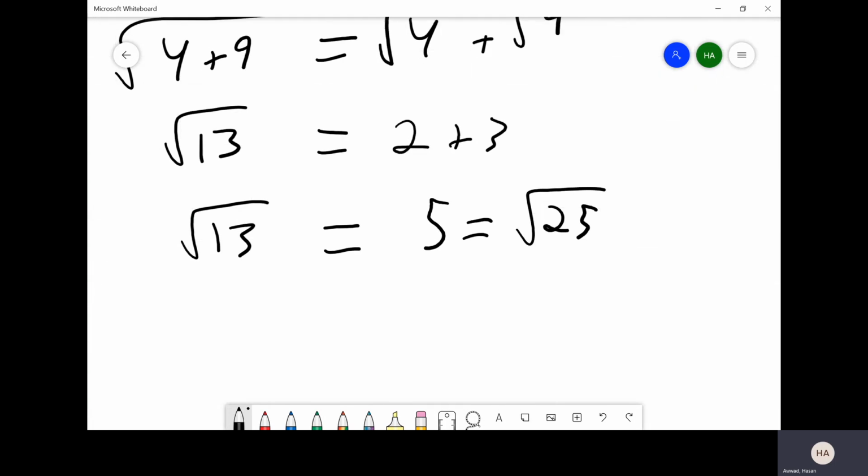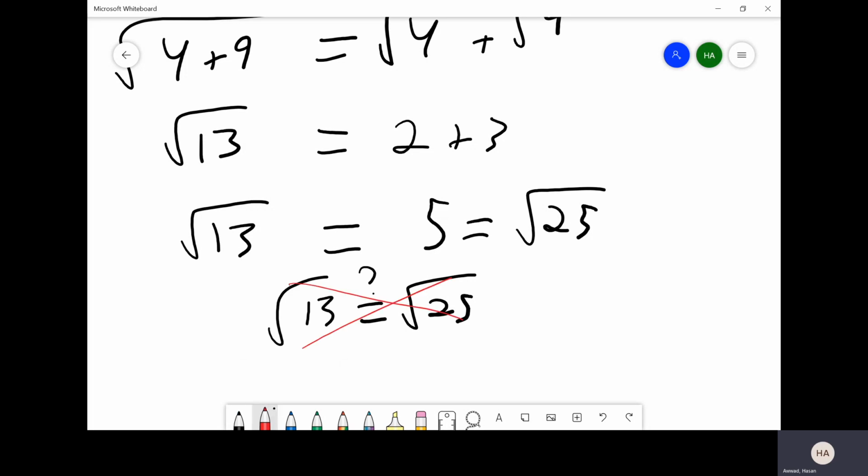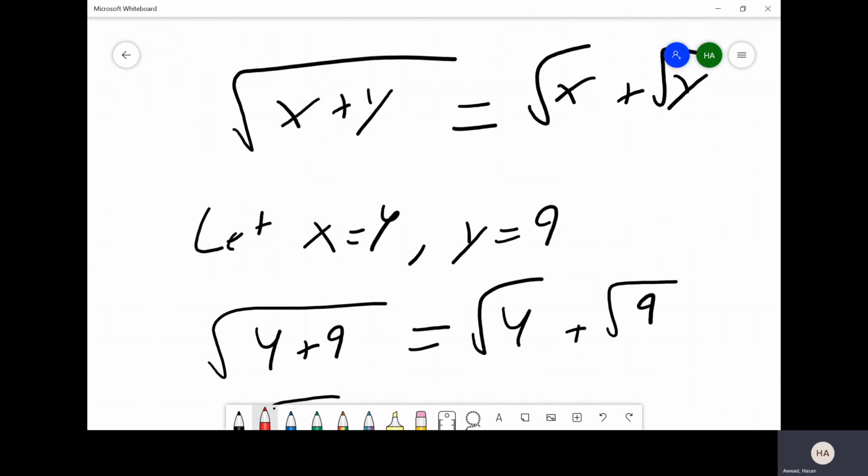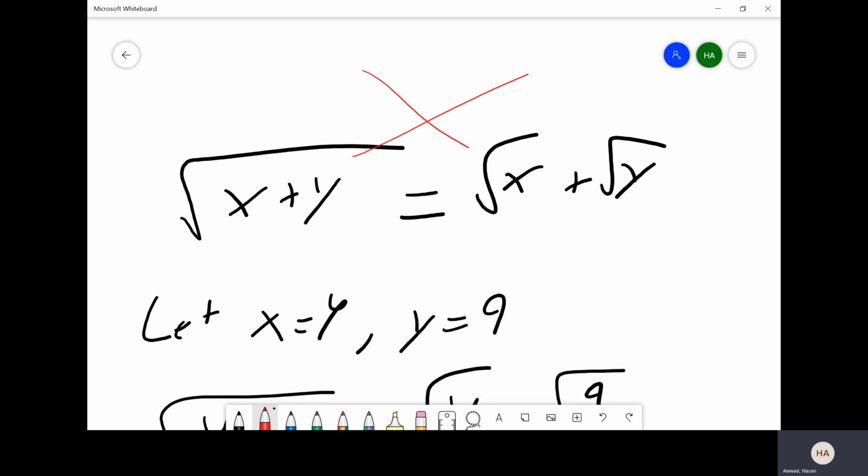So now we just have to ask ourselves, is square root of 13 the same thing as square root of 25? And the answer obviously is no, right? These are not equivalent. So given that, we can then say this process will not hold. This is not correct. You cannot break up any root, not just a square root.